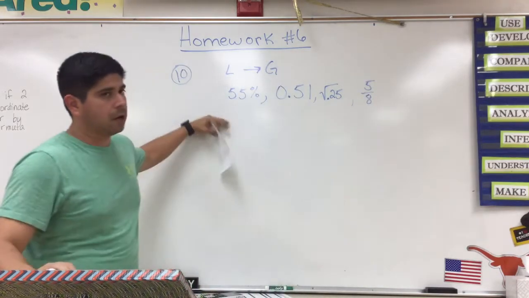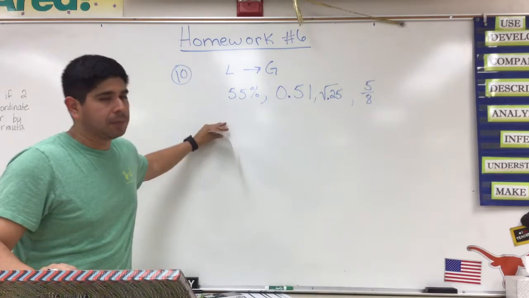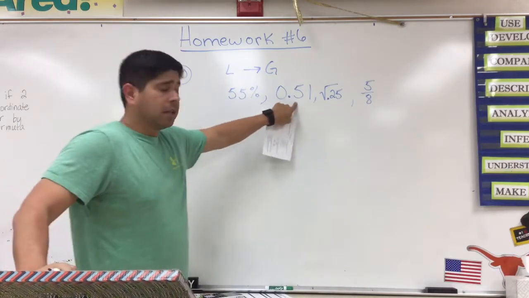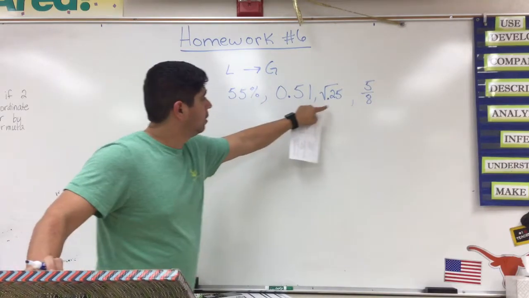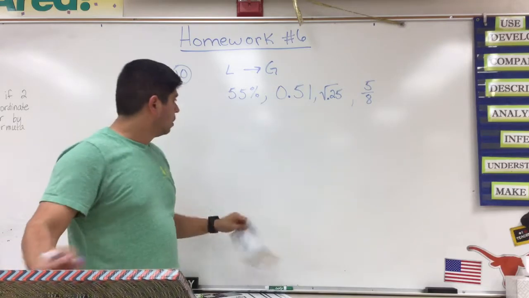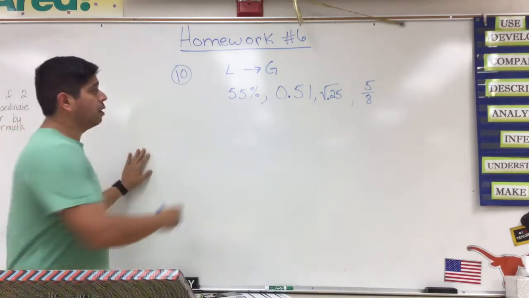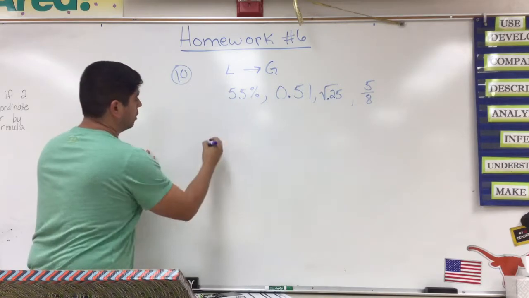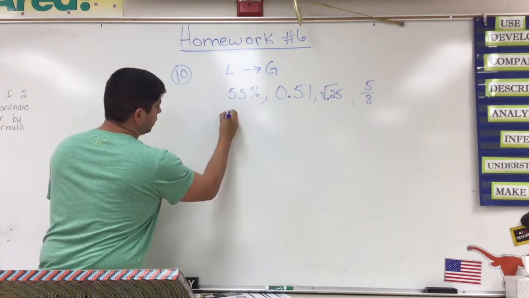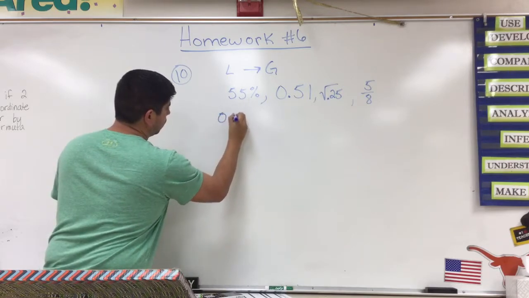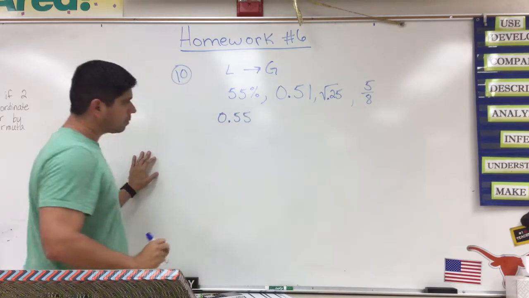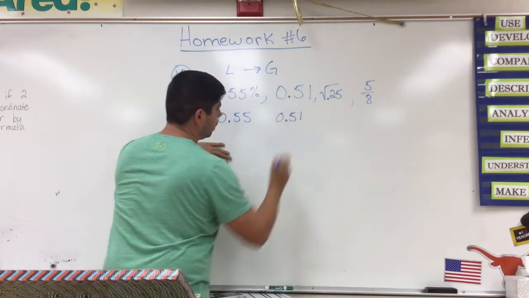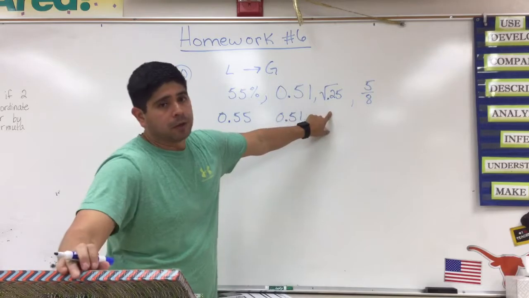So what we need to do is make all of these numbers decimals. That way it makes it easier for us to put these in order from least to greatest. This one's already in decimal, okay? So then we gotta make these look exactly like that. So we have 55%. Remember, all you have to do is drop this percent symbol and then move it over 2 times to the left. So 55% is 0.55. This one's already in decimal form, 0.51. The square root of 0.25.